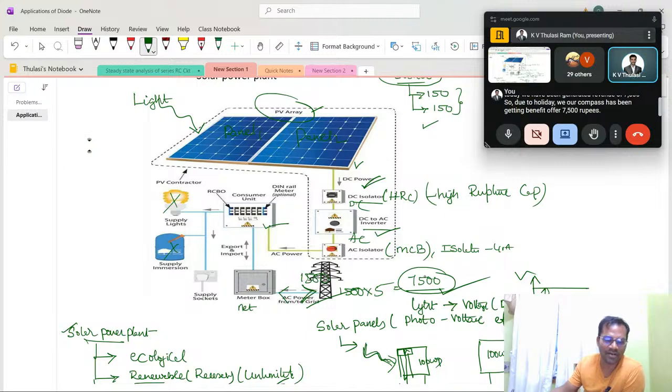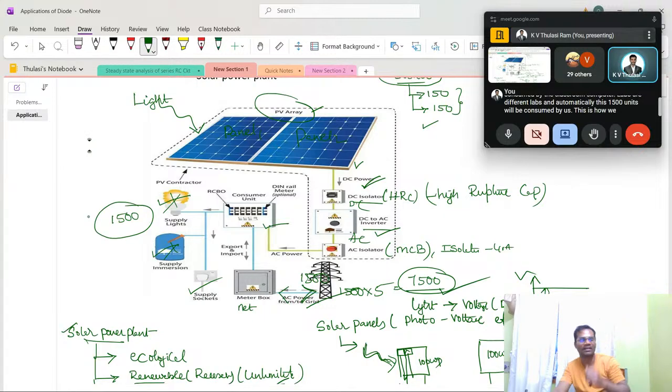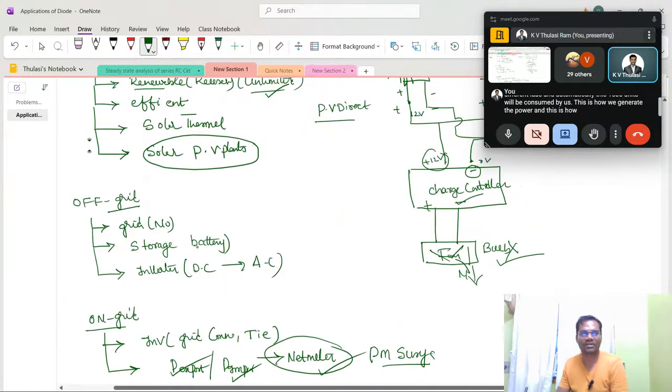But when you have the college today, the total power generated will be consumed by the classrooms, computer labs and different labs, and automatically these 1500 units will be consumed by us. This is how we generate the power, and this is how the total plant works.